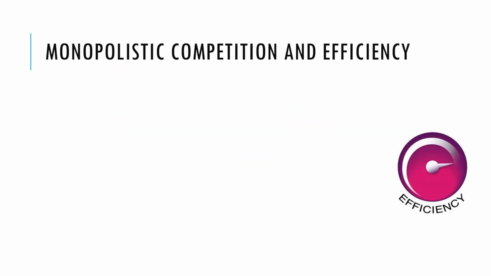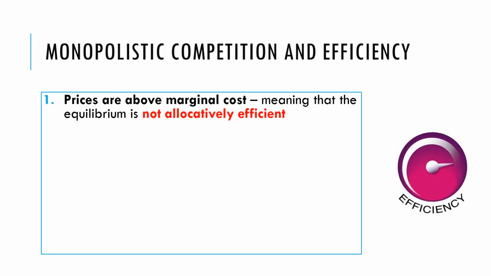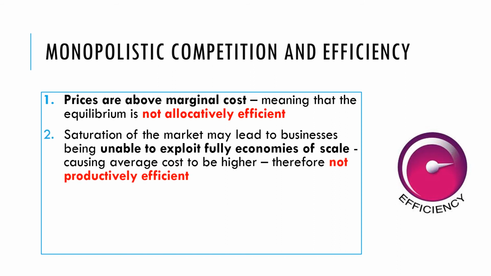So what can we conclude about firms operating in monopolistic competition and efficiency? Well, prices, if you look back at your diagram, prices here are above the marginal cost. So firms in this industry are not allocatively efficient.